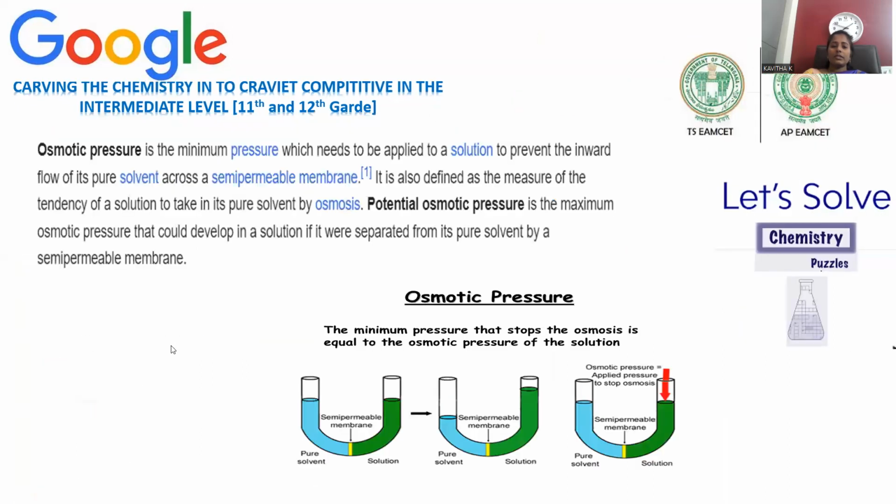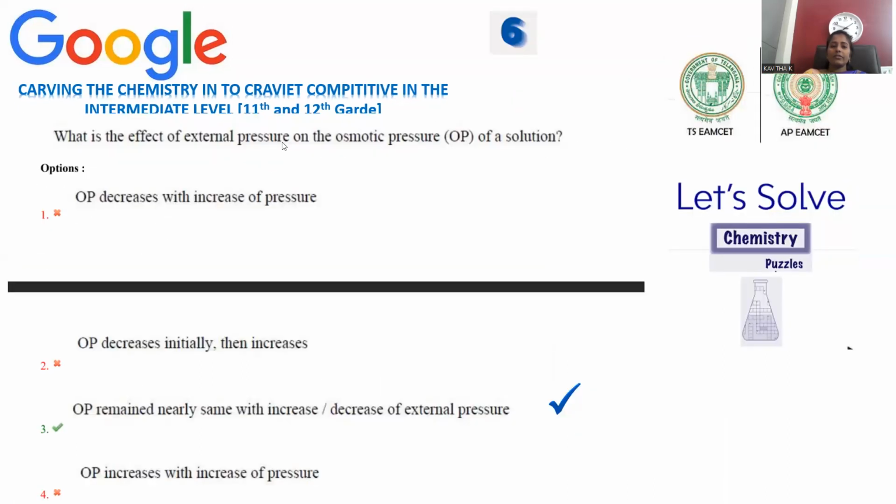Move on to question number 6. What is the effect of external pressure on the osmotic pressure of the solution? If external pressure is applied, what is the change in the osmotic pressure value? Osmotic pressure decreases with increasing the pressure. Osmotic pressure decreases initially, then increases. Osmotic pressure remains nearly same with increase or decrease of the external pressure, that indicates it is independent of the external pressure. Osmotic pressure increases with increasing the external pressure. Among all, the correct answer is osmotic pressure remains nearly the same with increase or decrease of the external pressure.